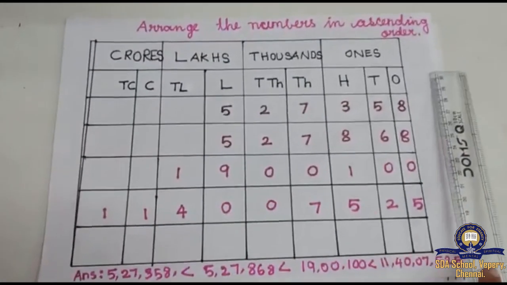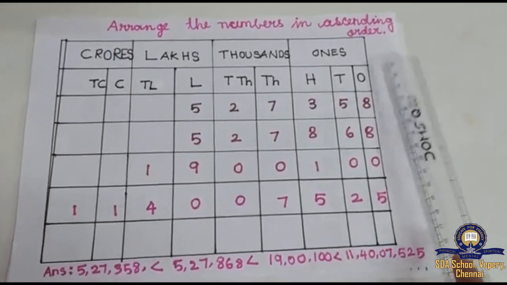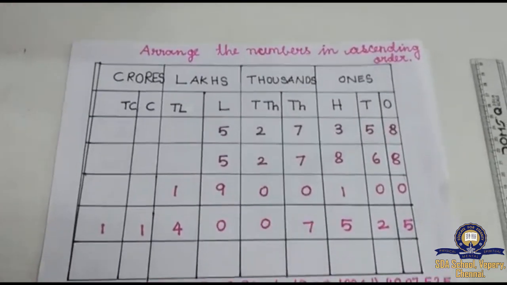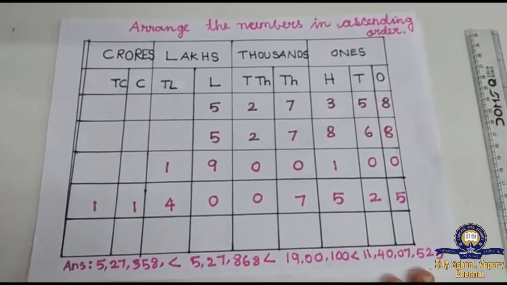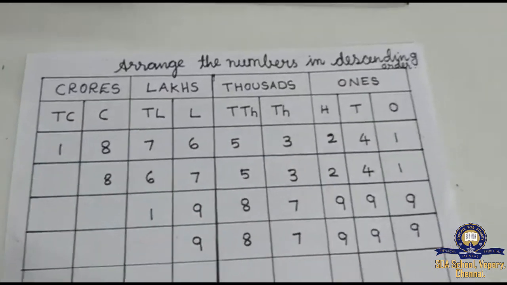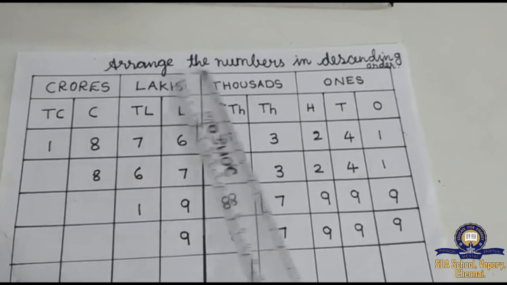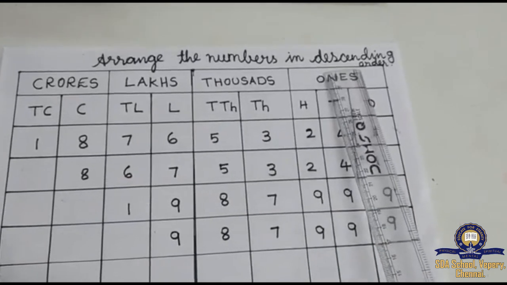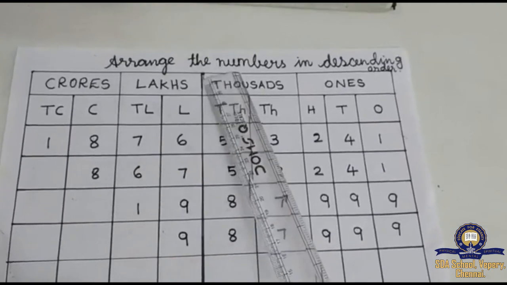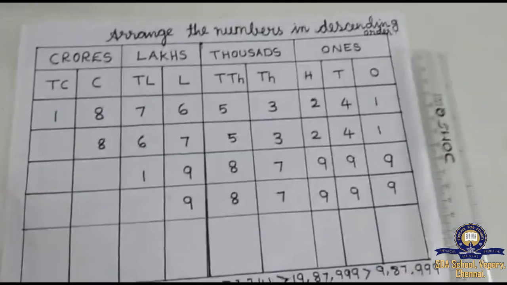This is the example for arranging the numbers in ascending order. Now shall we see another example, how to arrange the numbers in descending order. This is another example of how to arrange the numbers in descending order. Previously we saw arranging the numbers in ascending order. Now arranging the numbers in descending order.